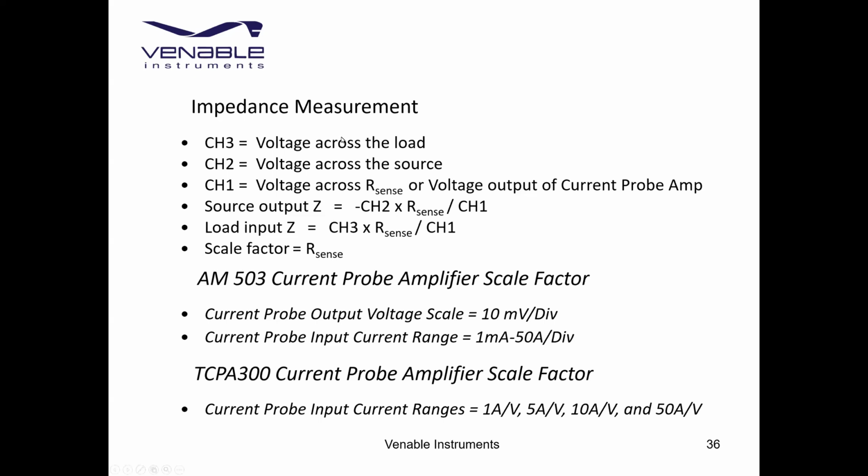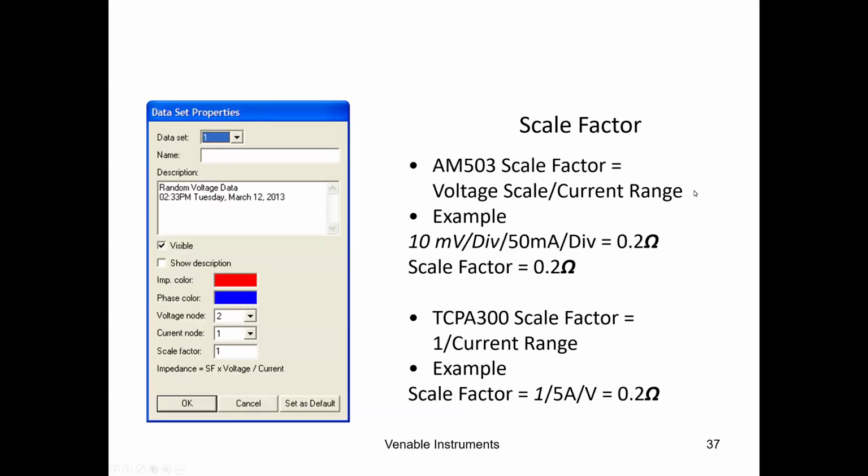You've got to figure out what the effective resistance is. Like the old AM503 type current probes, I believe you set your scope to 10 millivolts per division, so that's the voltage, and then you divide it by the current range, and that'll give you the effective resistance. And then the newer type of amplifiers, such as the TCPA 300, they just have a few fixed ranges to use here. So if I was going to scale, here's a scale factor which you have to enter in.